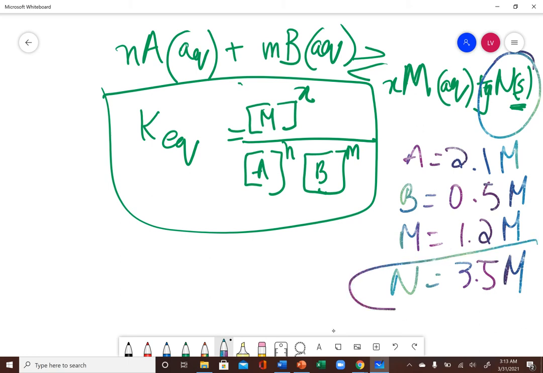I will not use 3.5 at all in this expression. I'll plug in the value for A, plug in the value for B, and plug in the value for M. And since there is no place for N in my equilibrium expression, I do not ever use N because N is a solid. Same story goes for a liquid. All right.